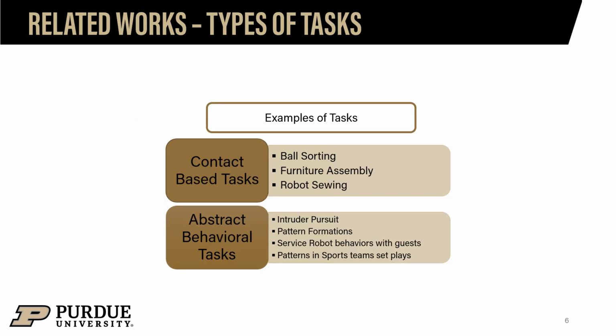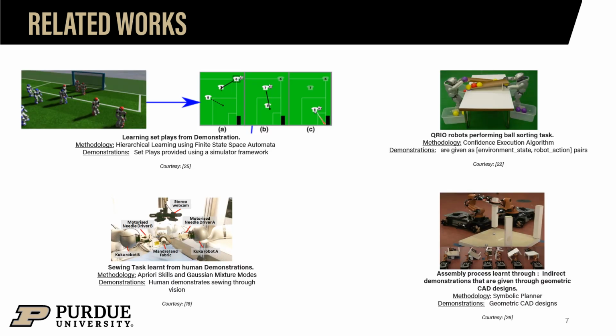Most of the related works cover two types of tasks, contact-based tasks and abstract behavioral tasks. These related works can be divided across their methodologies and the type of demonstrations they use. While most of these works use demonstrations that include a more discrete set, there are very few methods that use vision-based demonstrations performed by humans, which are very intuitive from a layman's point of view. Furthermore, most of these methods are specific to certain tasks and scenarios and cannot generalize across multiple tasks and multiple environments.